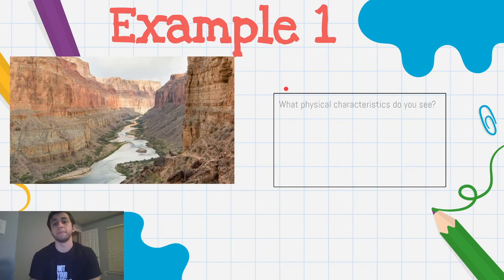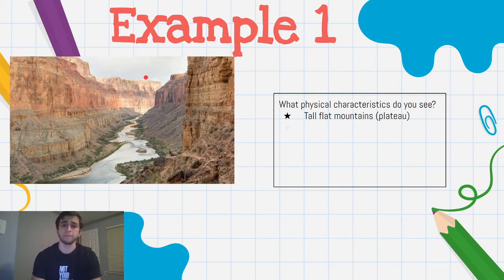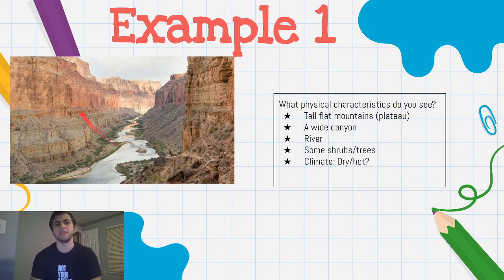Here's one example. What physical characteristics do you see? I see tall, flat mountains, like a plateau. I see a wide canyon. I see a river. And I see some shrubs and trees. I also think the climate is hot and dry because of the way that the rocks are looking. They look kind of orangey like a desert. So I'm going to infer that the climate is dry or hot.